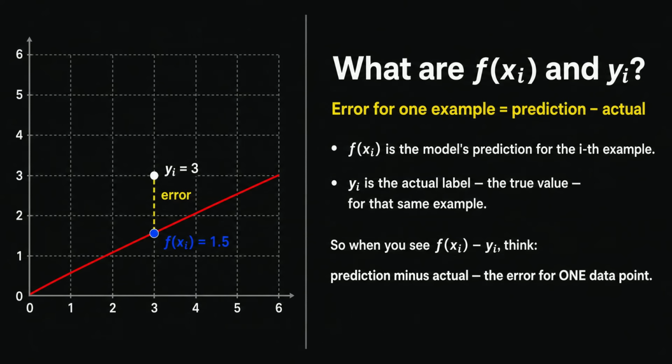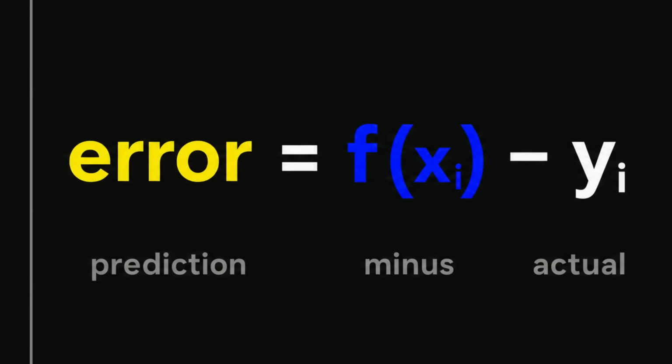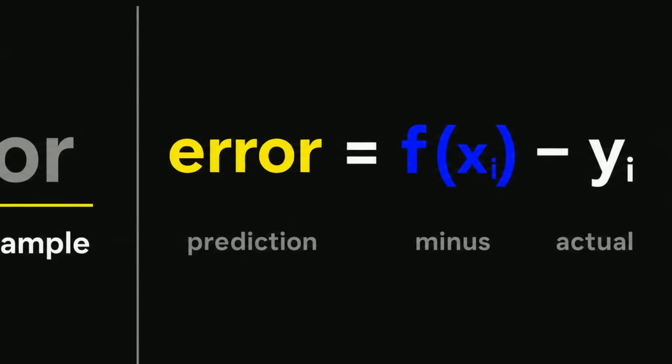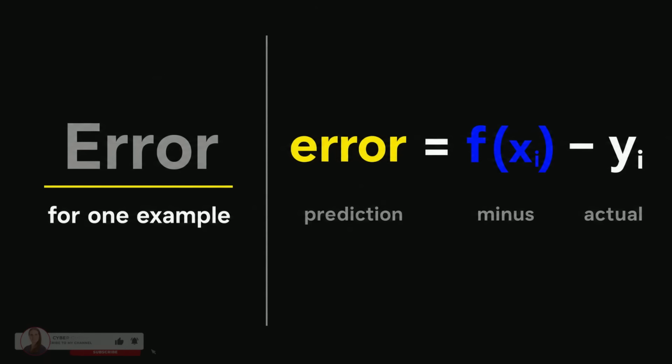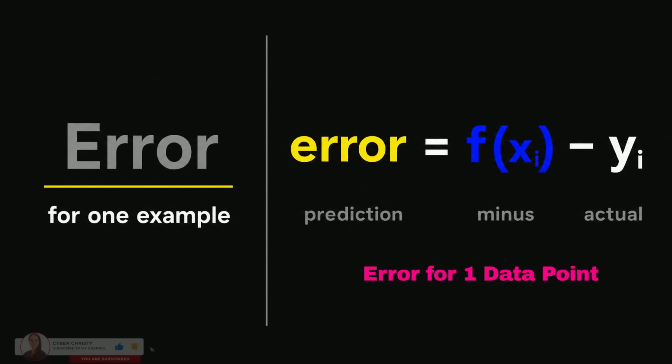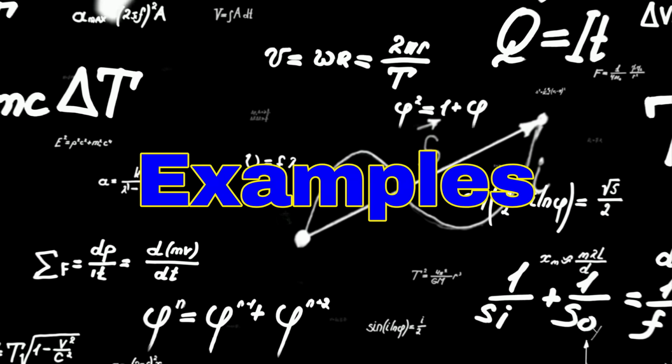What are f(xi) and yi? Let's decode the notation. f(xi) is the model's prediction for the ith example. yi is the actual label, the true value, for that same example. So when you see f(xi) minus yi, think predictions minus actual, the error for 1 data point. Now let's go into some examples.